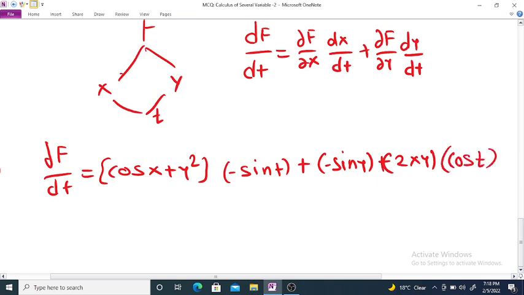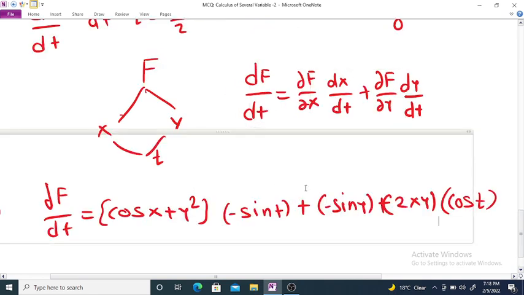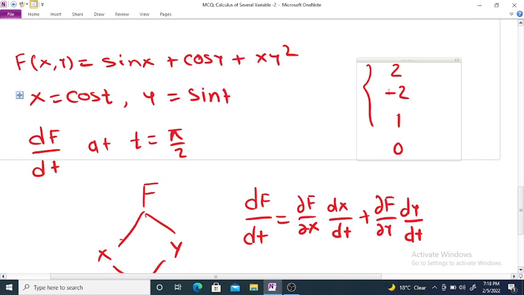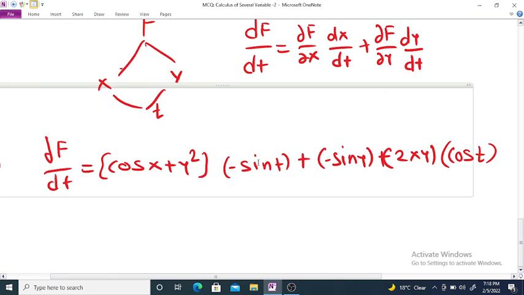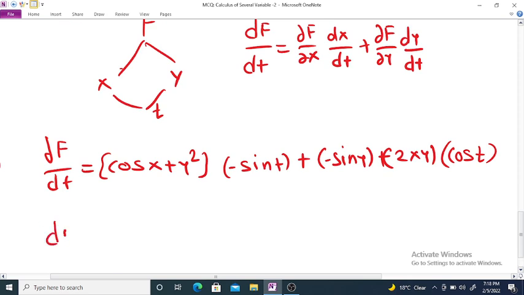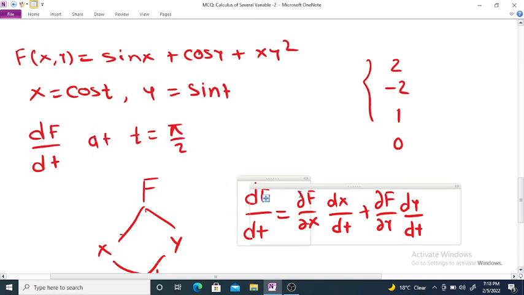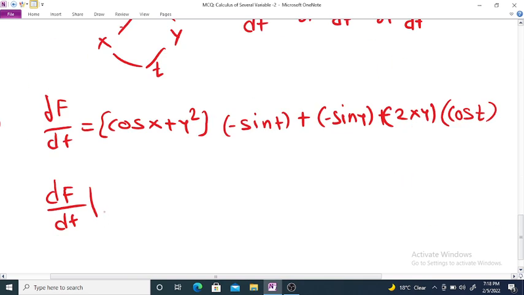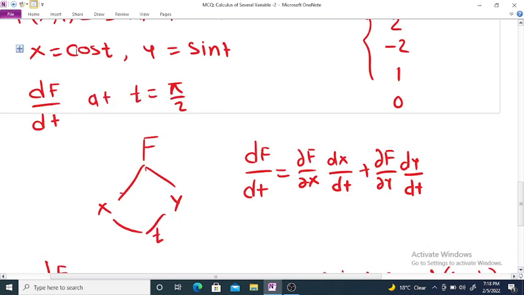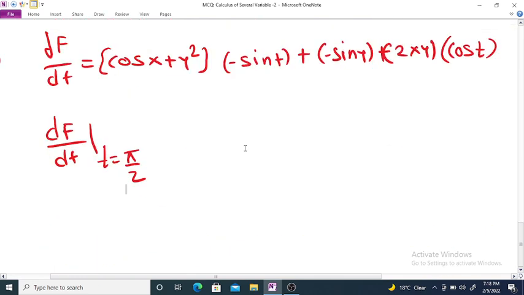So here we want to evaluate this derivative at t equal to pi by 2. So if you substitute t equal to pi by 2, then what is here? x is 0, that is cos pi by 2 is 0, and y is what? 1, that is we want to put here x is 0 and y is 1.